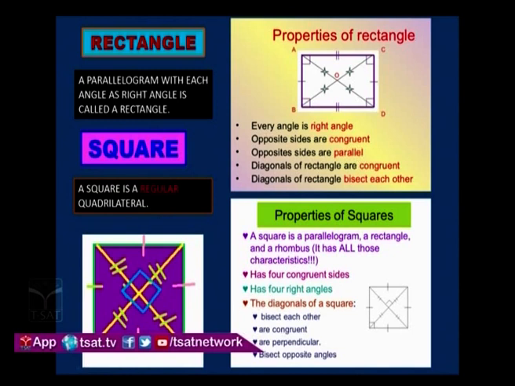What is a regular polygon? A regular polygon means a polygon which has all sides of equal length and each angle of equal measure. So we can say that in a square all sides are equal and each angle is 90 degrees. So we can say that a square is also a regular quadrilateral.